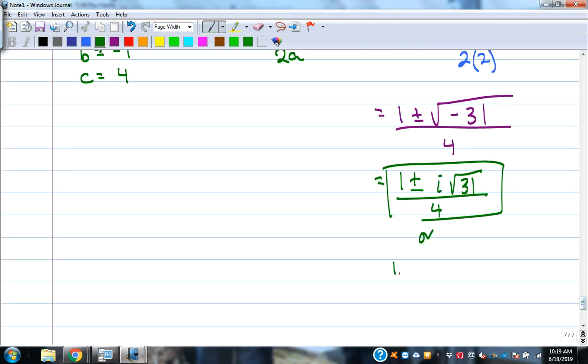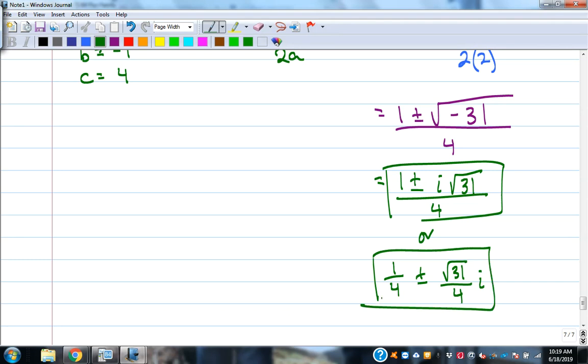It could be written like this: 1 over 4 plus or minus square root of 31 over 4i. That's another way that it could be written. You might see it that way. That's just splitting it apart into 2 fractions. The reason you would do that would be to try to simplify the fraction if it could. Doesn't necessarily mean that it will. Okay.